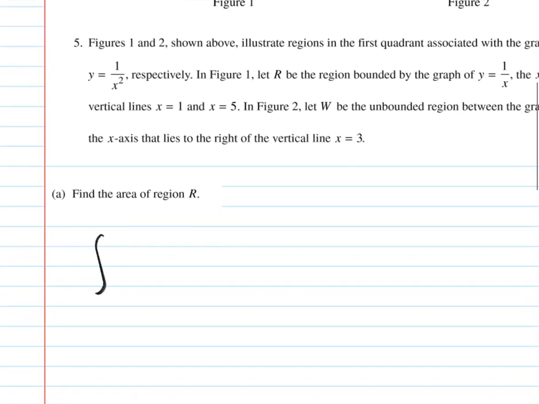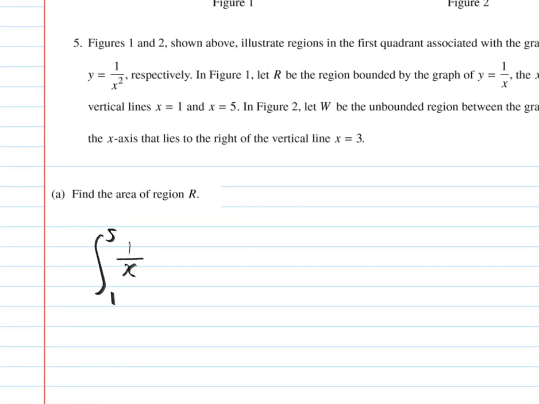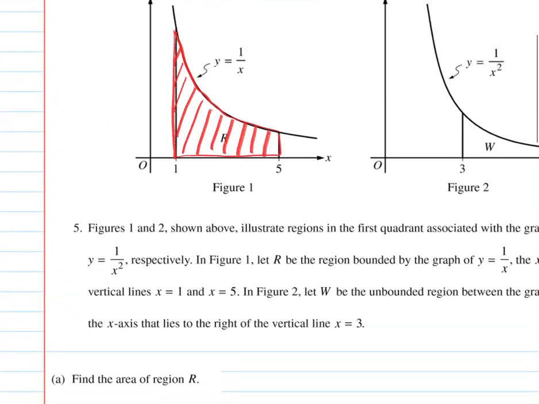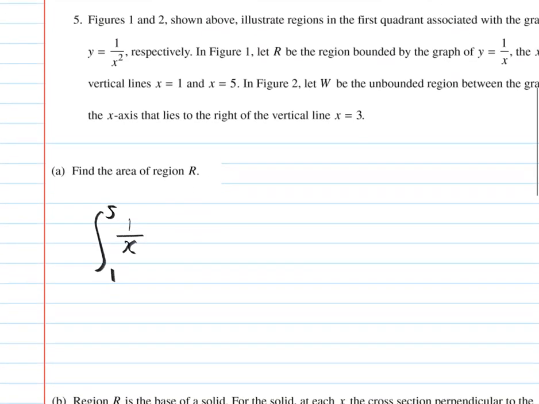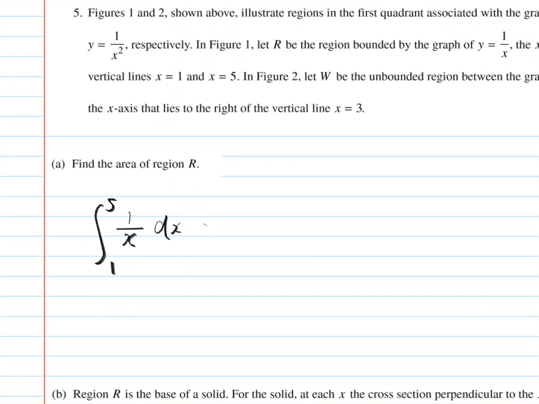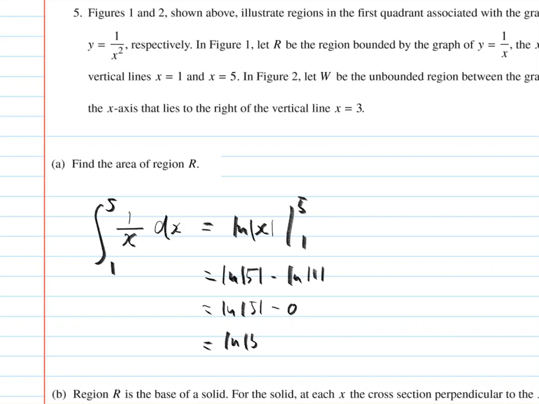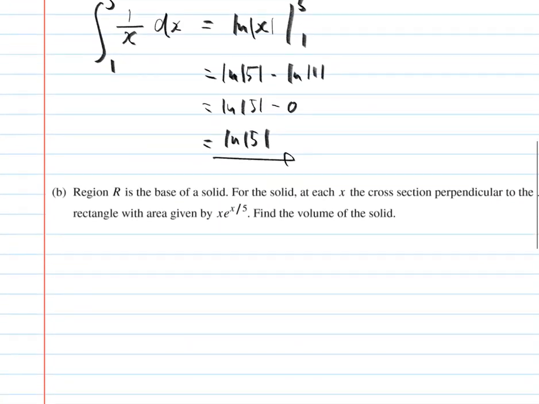So x is from 1 to 5, and the equation of the graph is 1 over x, so the integral of 1 over x dx, and that's just ln of x from 1 to 5. ln of 5 minus ln of 1, and in fact ln of 1 is just 0, so ln of 5 exactly. That's the answer for question A.